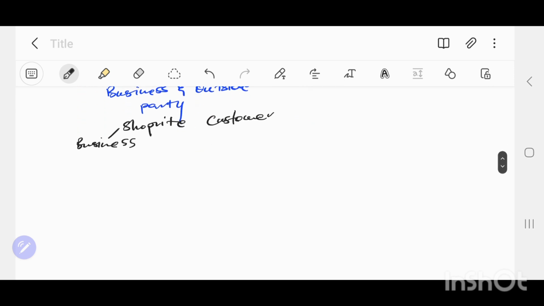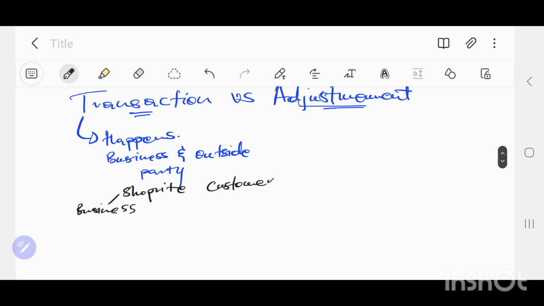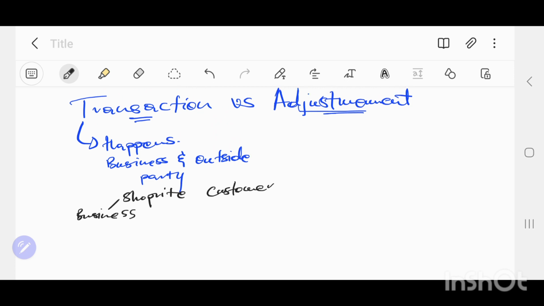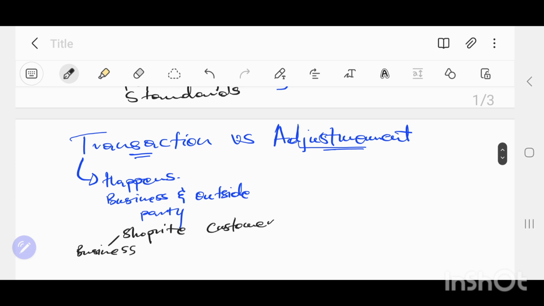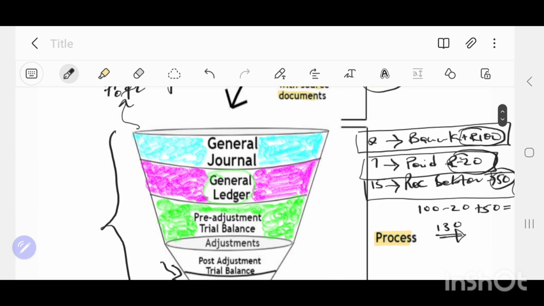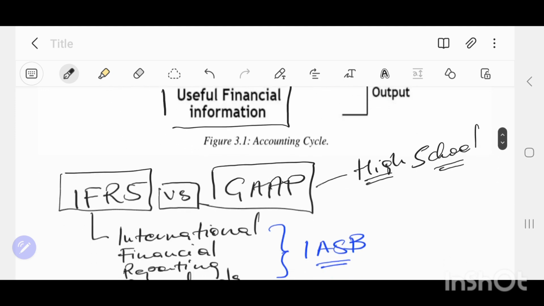A transaction can be between the business and the bank. A transaction can be between the business and the owner. The owner can buy assets on behalf of the business. It's a transaction, so it happens daily. This is what we record on our books. This is what has to go through the accounting process.